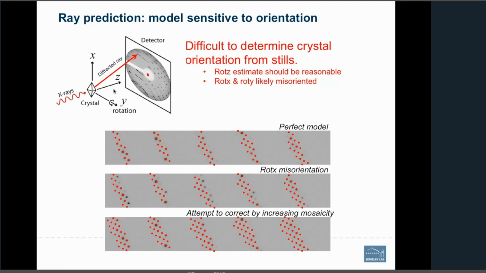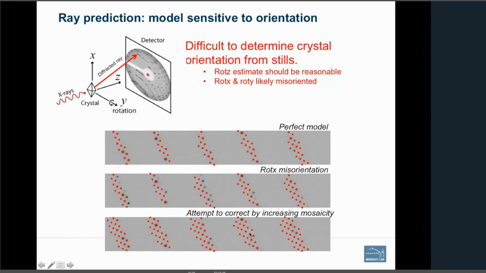So refining the Z is trivial. But for X and Y, when X and Y are rotated, the spot locations actually don't change. Instead, X and Y change which reflections are in the diffracting condition. So I have an example here where we're looking at a perfect model. The red dots are where we're predicting spots to be. With a rot X misorientation, however, we change which reflections are being predicted. Some reflections shouldn't be predicted and some are being missed.